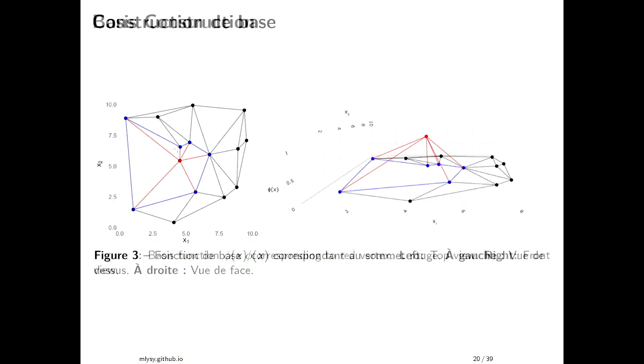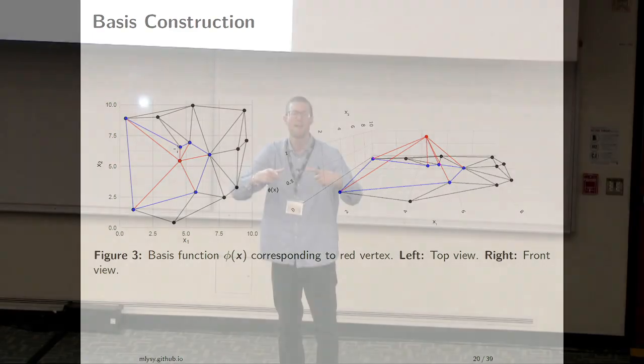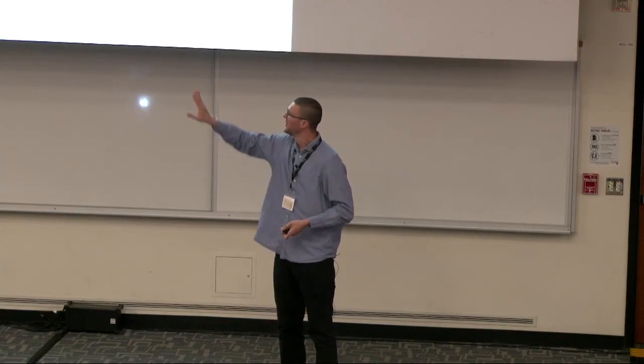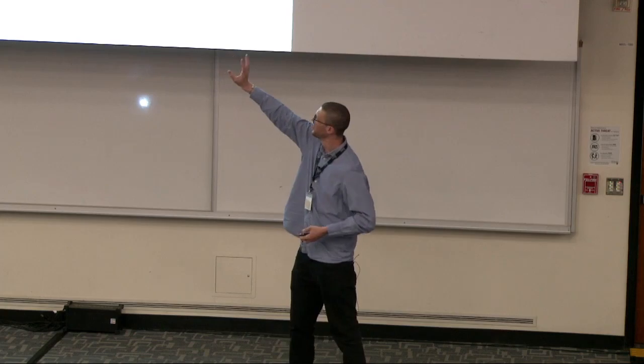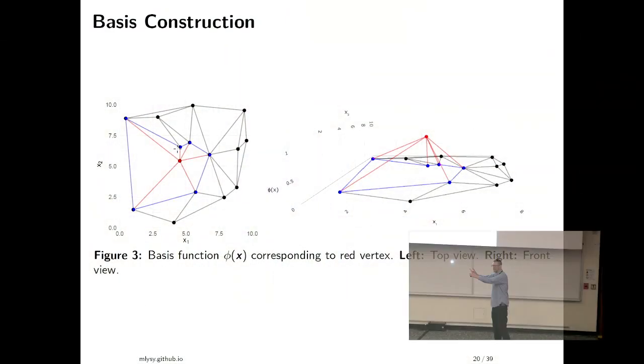You imagine your triangulation, and every basis function can be associated with one of the nodes. What does it look like? You just take that node, and the basis function is 0 everywhere outside the blue, and it's 1 at the red. So if I take that, all I've done is taken the left-hand side, turned it to the side, and that's what you see on the right.